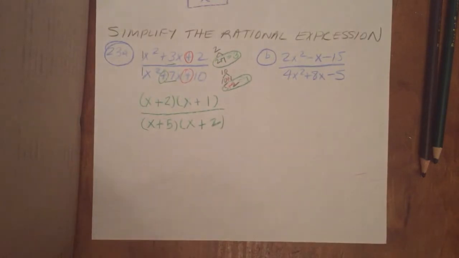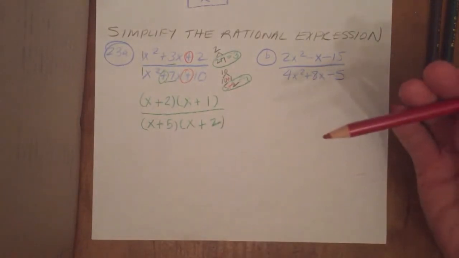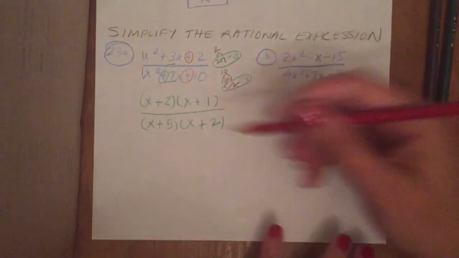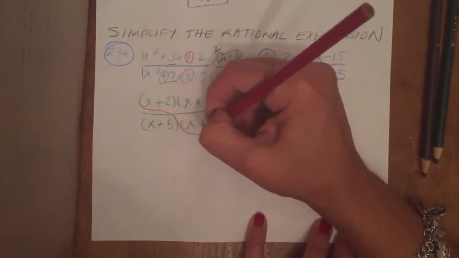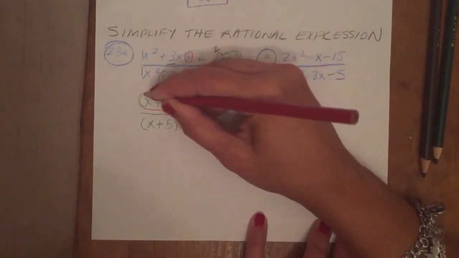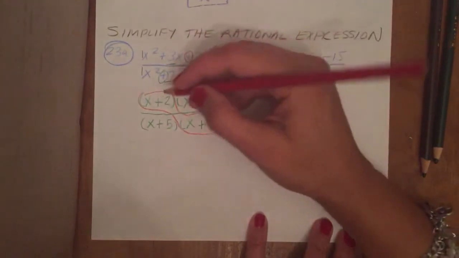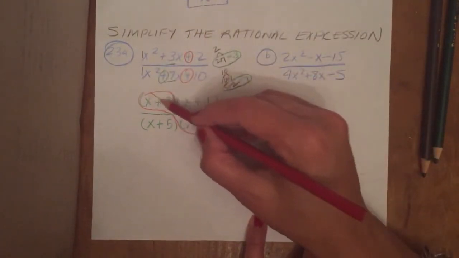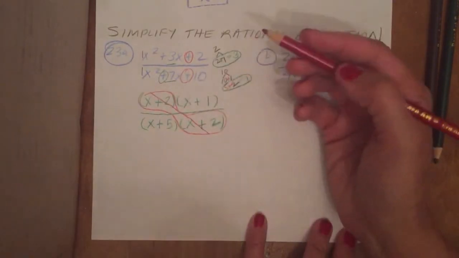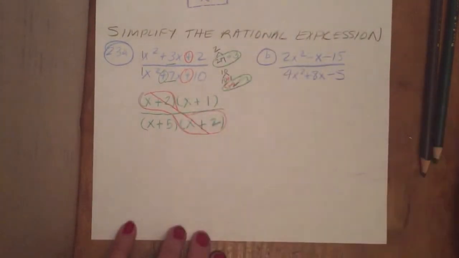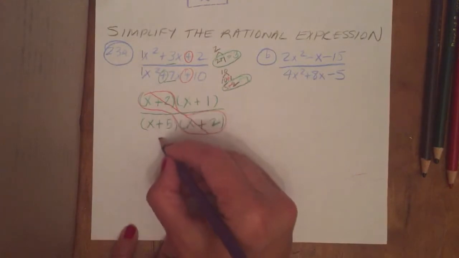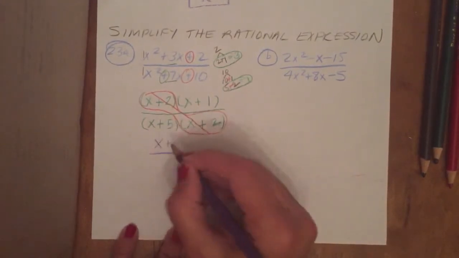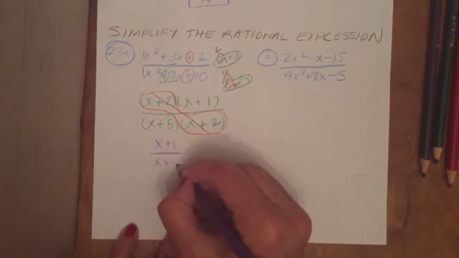But if we were graphing this, there's a hole. You can see the hole. Remember, whenever you have two factors that are identical and they cancel, that's a hole in the graph. But we're just simplifying here, so we're going to cancel them out like we would do any other values that are the same. And that's going to leave us with a final answer of x plus 1 on top and x plus 5 on the bottom.